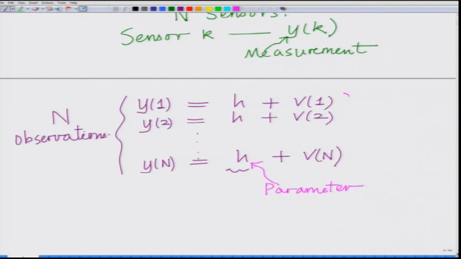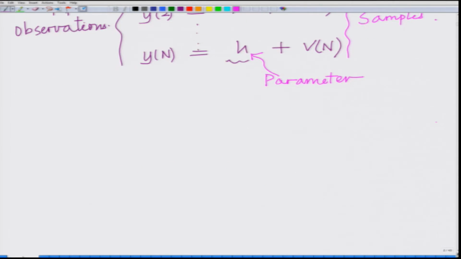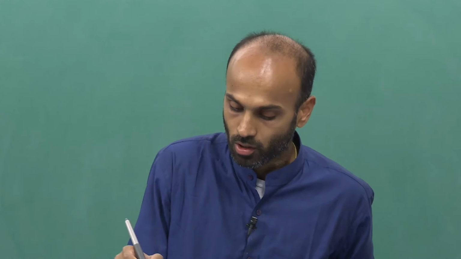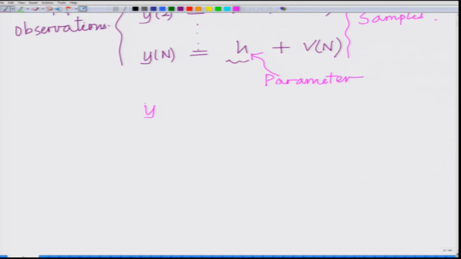H is a parameter, and V 1, V 2, up to V n are the Gaussian noise samples. We have also shown that this system model, this setup, can be represented as y bar equals the vector 1 bar times the parameter h plus v bar, where v bar is the noise vector.